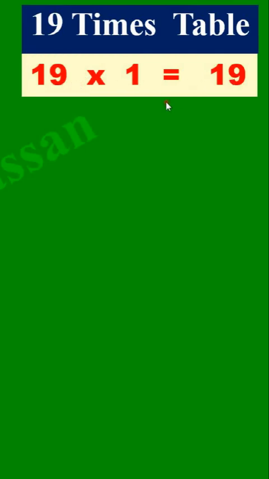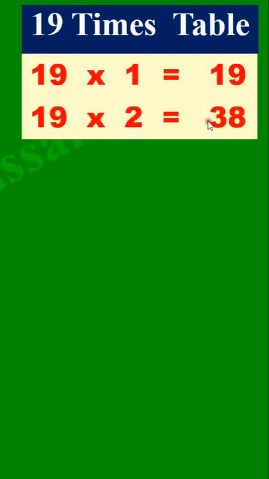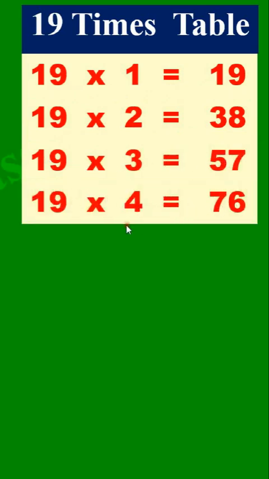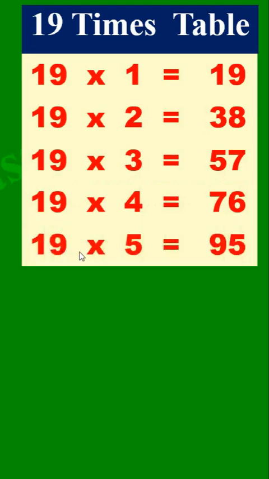19 times table. 19 times 1 is equal to 19. 19 times 2 is equal to 38. 19 times 3 is equal to 57. 19 times 4 is equal to 76. 19 times 5 is equal to 95.